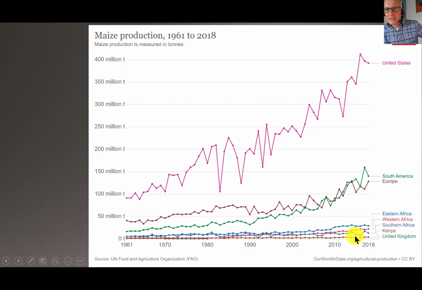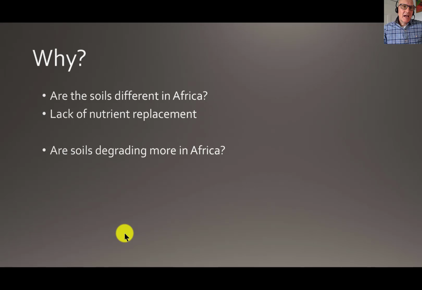But what we do see here is that the African nations have been somewhat left behind, particularly if you think about South America, which was growing a bit more maize, but has really taken off in recent years and has many similar soils to those you might find in Africa as well. So why is that? Are the soils different? Well, I'm not sure they're so different to what we find in South America. I think there's certainly one major reason, which is the lack of nutrient replacement, and we'll talk a bit more about that in a moment. And then we might also want to question whether soils are degrading more in Africa as well.